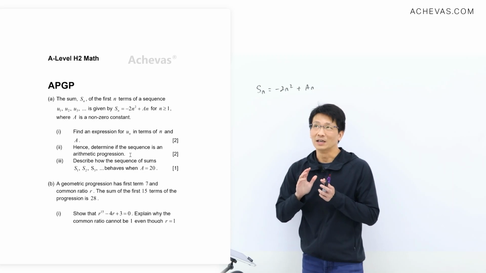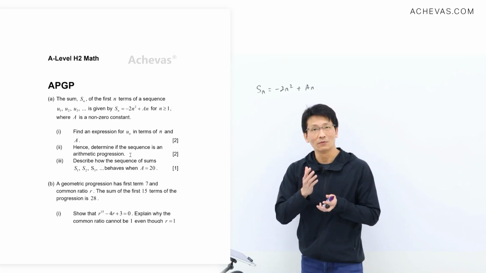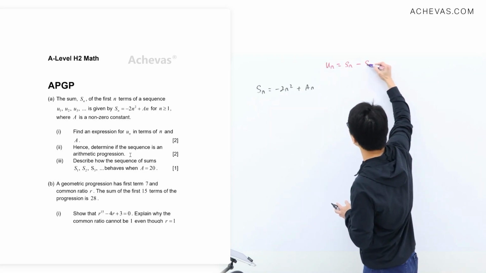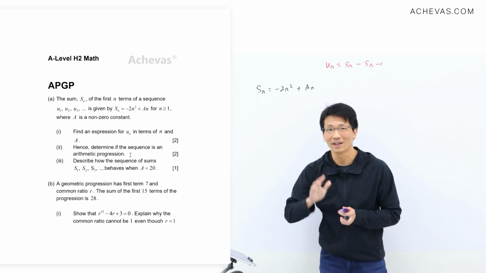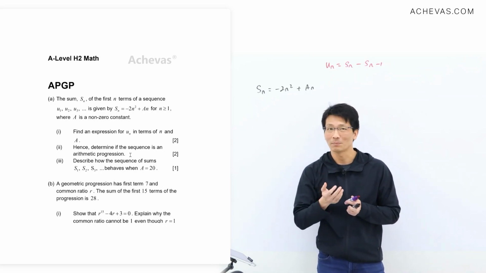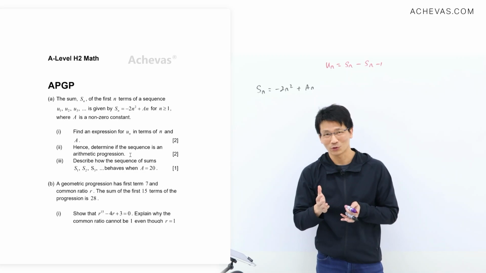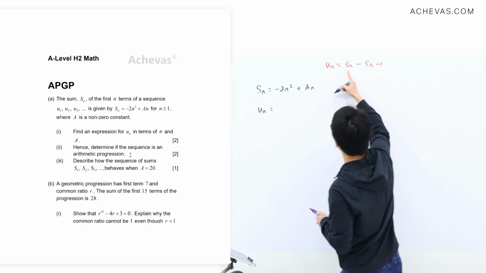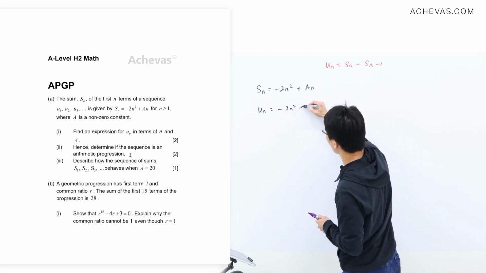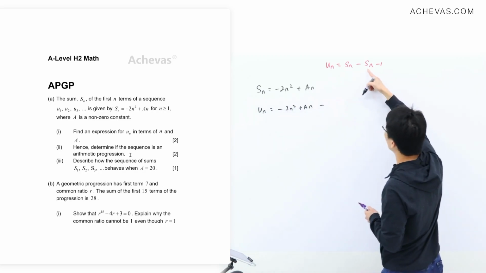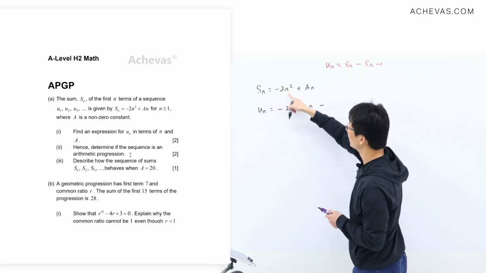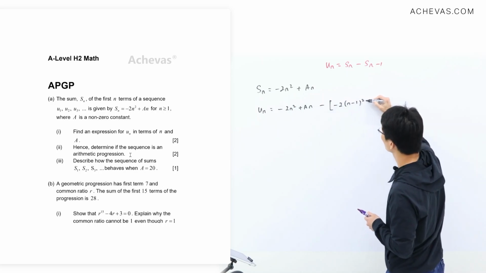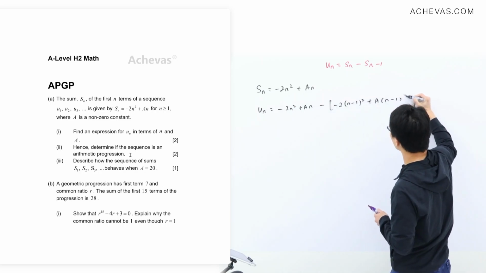For linking a formula between un and Sn, we have this formula here, which is un equal to Sn minus Sn minus 1. Just take note that this formula can be applied to any kind of series. It's not restricted to AP and GP. So un equals Sn, which is minus 2n squared plus an, minus away Sn minus 1. I will replace all the n with n minus 1 here, so I get minus 2 times n minus 1 squared plus a times n minus 1.